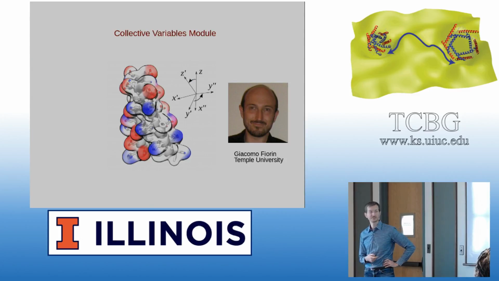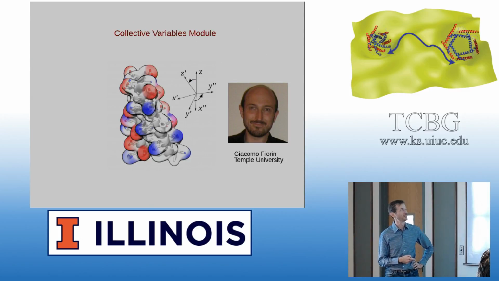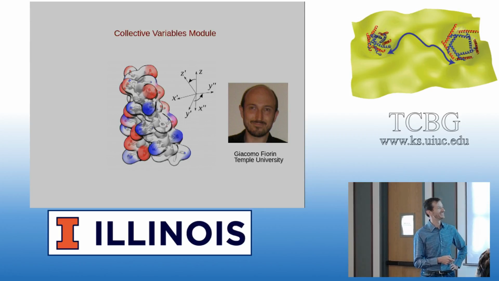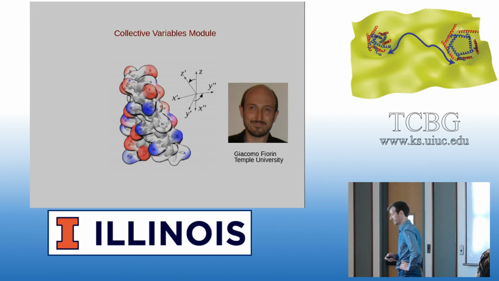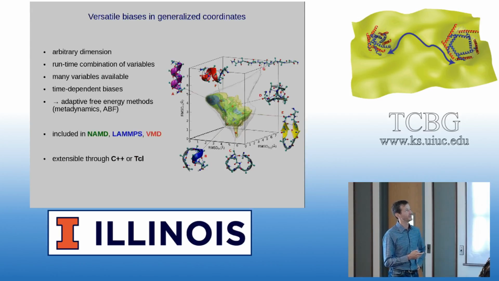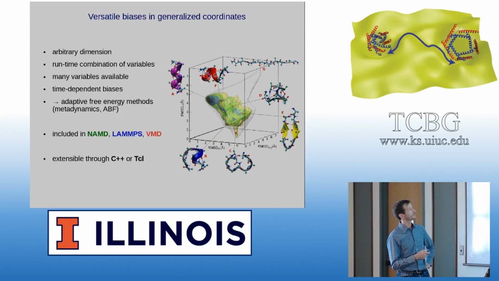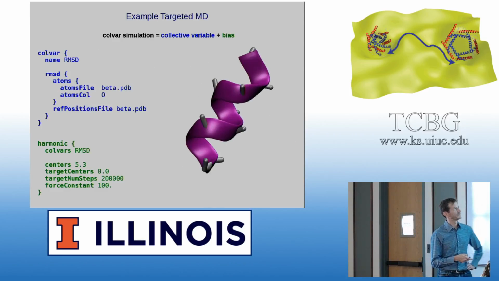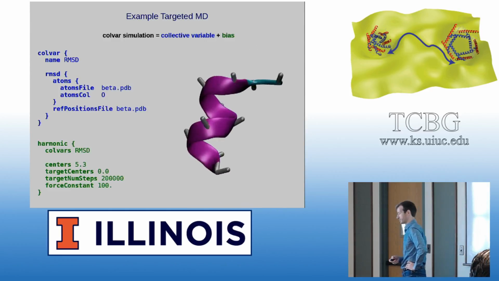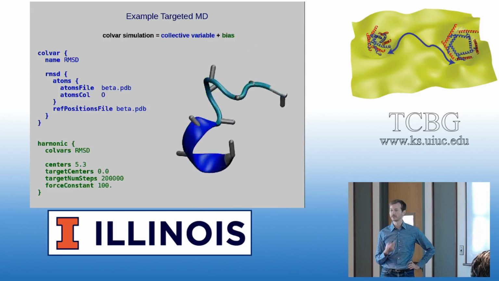So this is all done with the help of a balding Italian guy, Giacomo Fiorin, who is my main collaborator on this software tool, the collective variables module. The collective variables module is all about implementing these collective variables-based calculations. It's usually arbitrary dimension, and you can do many things. Actually, this is just a summary. I'm going to get to the gist of it. How do you do collective variable calculations?